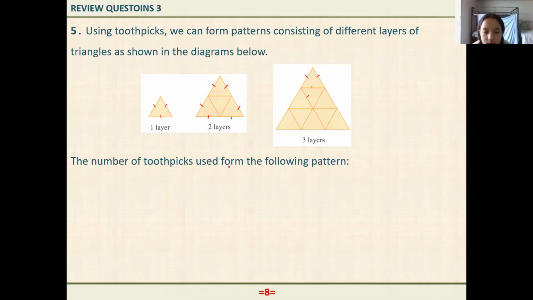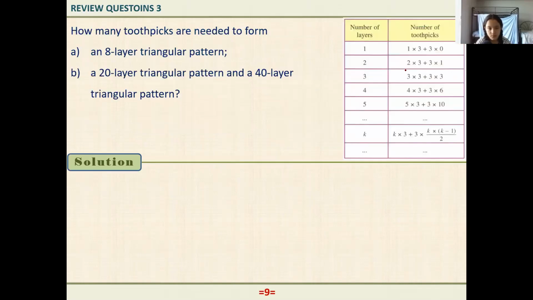So the number of toothpicks used forms the following pattern. Even this pattern is given here. Here we have 3 toothpicks, 1 triangle. Here we have maybe 9 toothpicks. Here we have 1, 2, 3, 4 triangles. How about here? How many triangles? 1, 2, 3, 4, 5, 6, 7, 8, 9. So we just tabulate this data and we got this thing here.